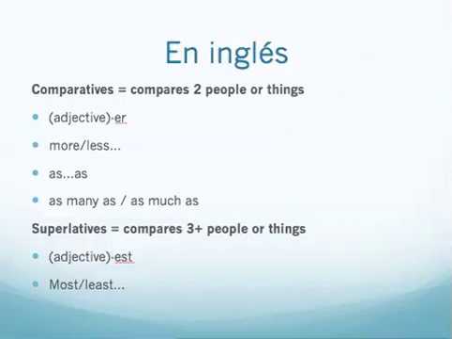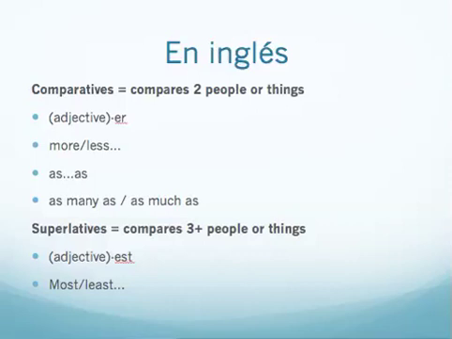Comparatives are used to make comparisons between two people or things. In English, we use a variety of comparative formulas. We use adjectives with er on the end, for example, taller and smarter. We also use more or less something, as many as, much as. All of these are comparative formulas in English that we use to compare two people or things.